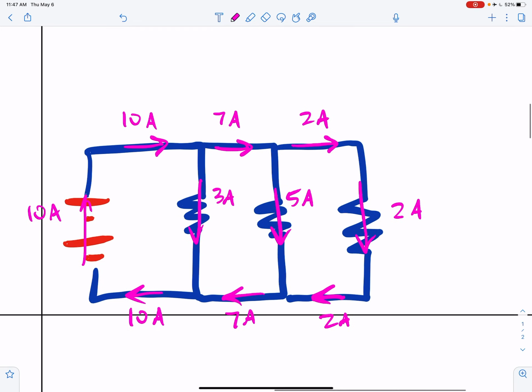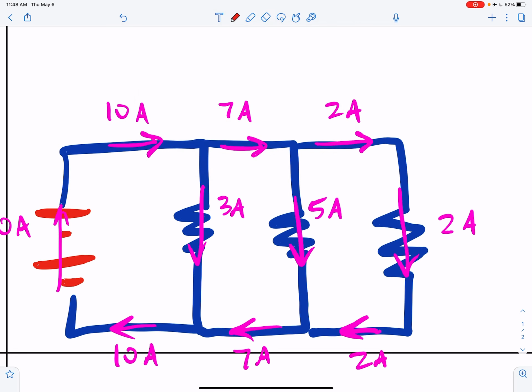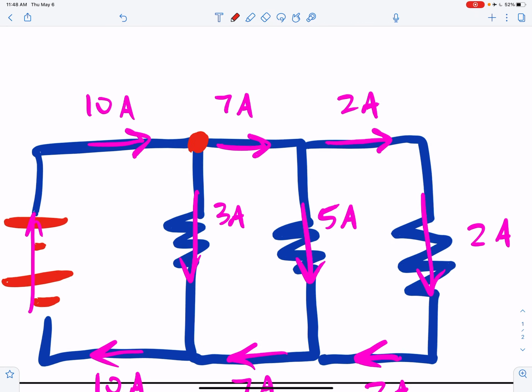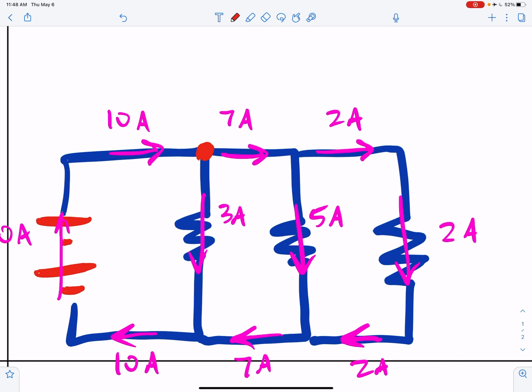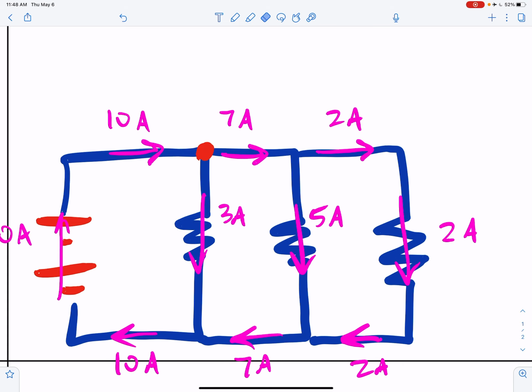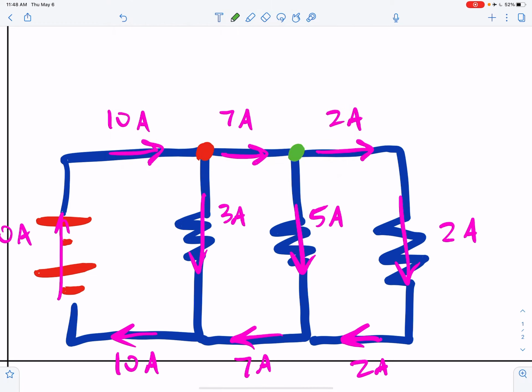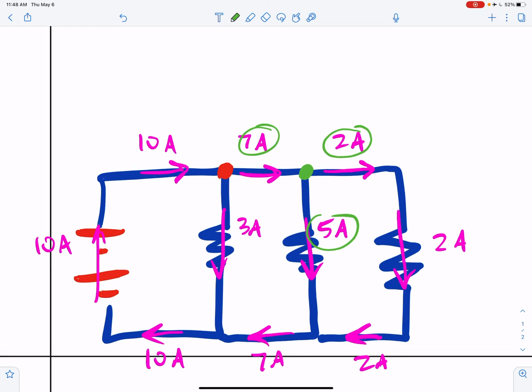Okay, and the idea here is that at every junction, and I'm going to define this as a junction, so I'm going to go to red, this is a junction, right? At every junction, the current that's flowing in, in this case 10 amps, is equal to the current that's flowing out, which would be 7 plus 3. Let's take a look at another junction. Let me change colors to this one. What about this junction here, right? Well, now the current flowing in is 7 amps, and the current flowing out is 2 and 5. Okay, so this is the junction rule.